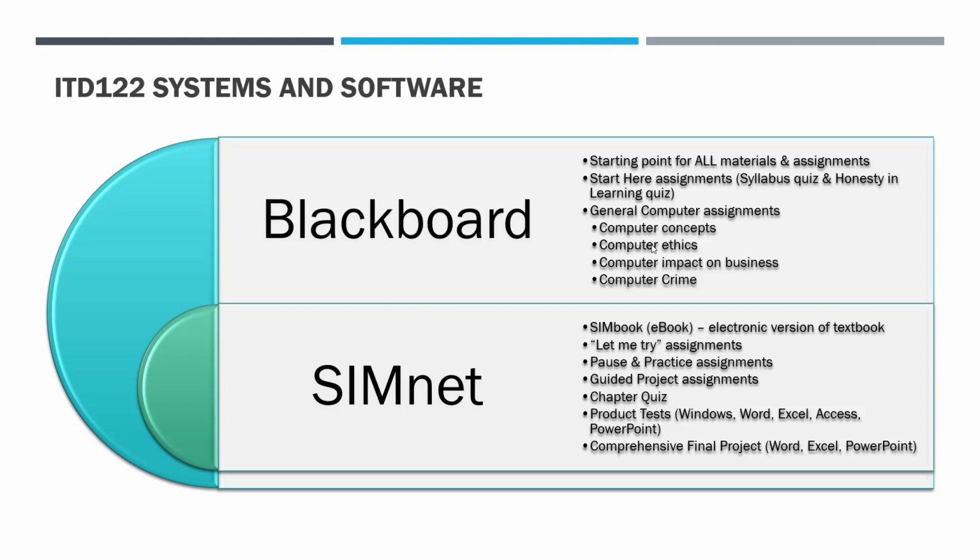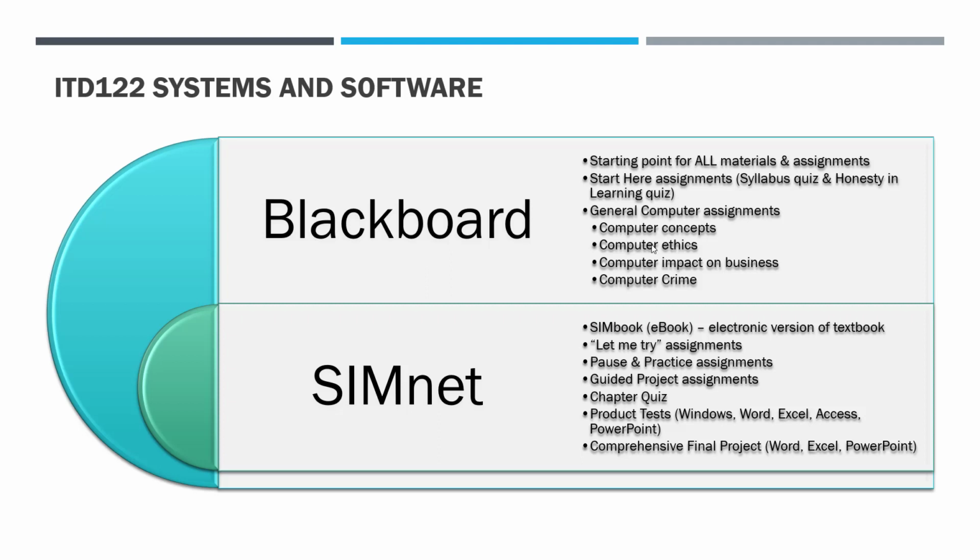So in Blackboard, the starting point for all materials and assignments, you complete the Start Here assignments, and that would be the syllabus quiz and the honesty and learning quiz. Those are both in the Start Here folder under Lessons. They are both done that first week, and they are multiple choice, true, false questions, 10 questions for each quiz. The quiz answers are found in the syllabus document, which is also in the Start Here folder.